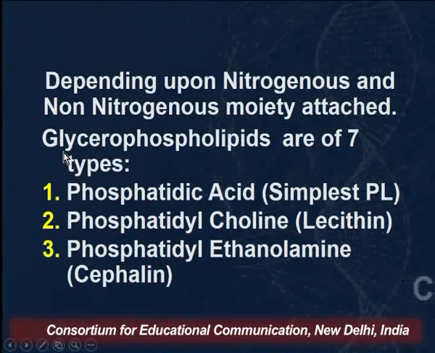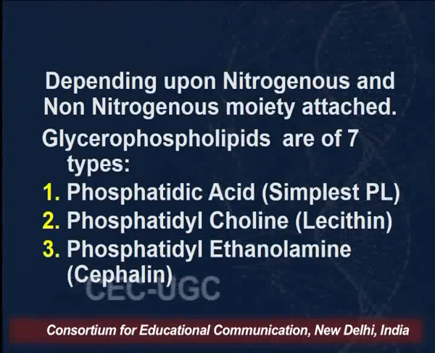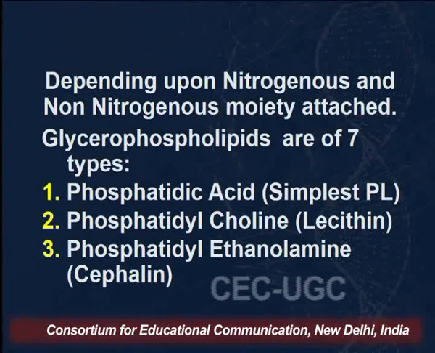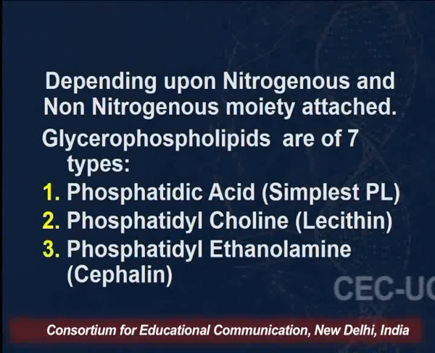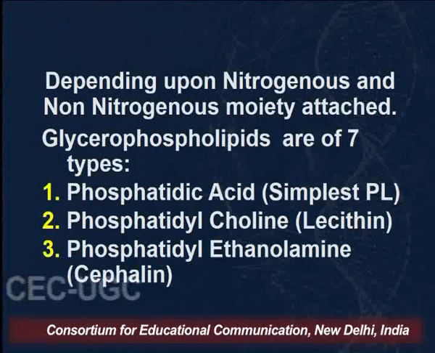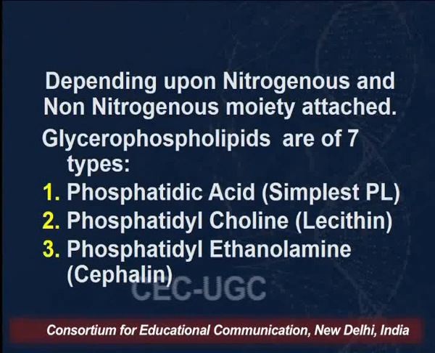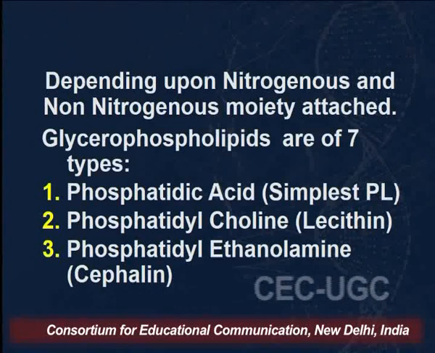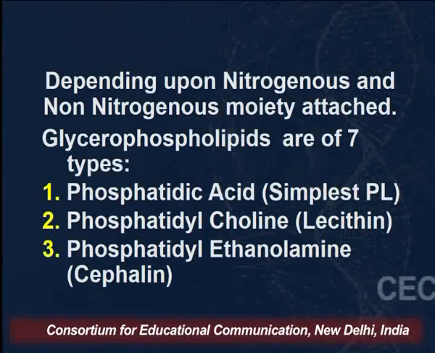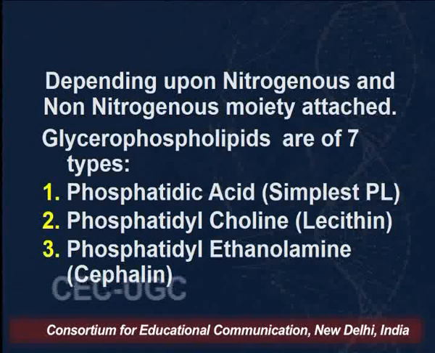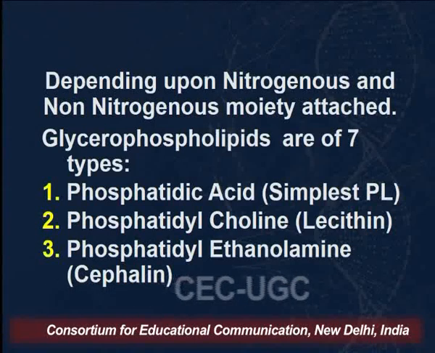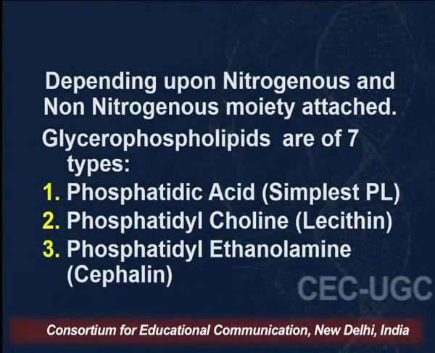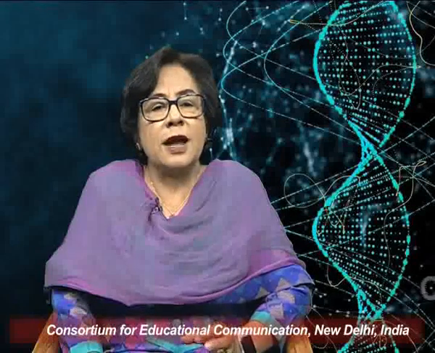So when we talk about phospholipids, they can be further divided into 7 types. This will depend on whether they have a nitrogen moiety in them or not. That is, depending on whether they have a nitrogenous or a non-nitrogenous moiety, they can be classified or divided into 7 types.